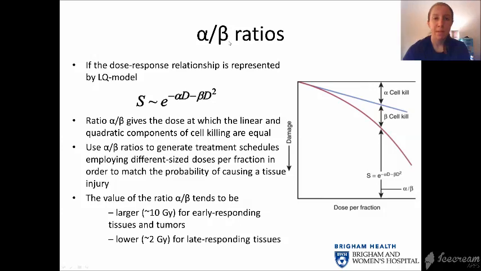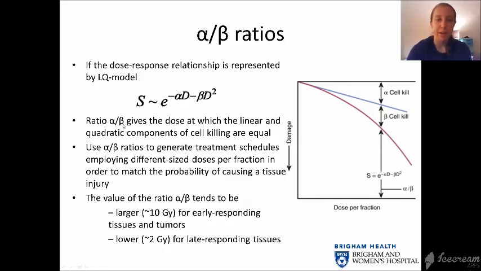You've probably seen some of the alpha and beta variables on the graphs before, so I'll talk a little bit about them. This is the linear quadratic model, and this is the equation that is used for the cell survival curve. The cell survival is dependent on the dose, but it's also dependent on these variables called alpha and beta. Basically alpha describes the linear part, and beta describes more the quadratic part.